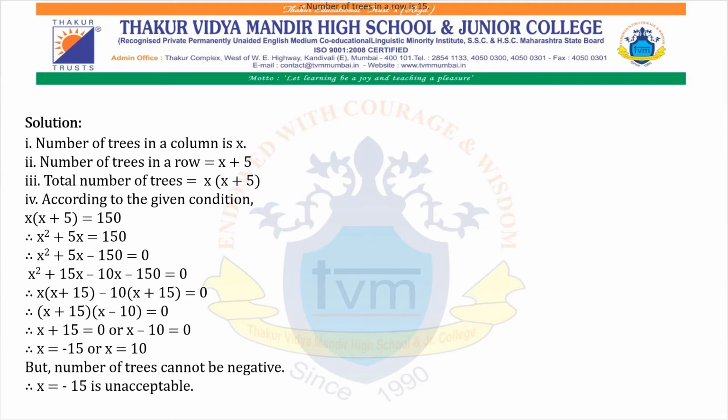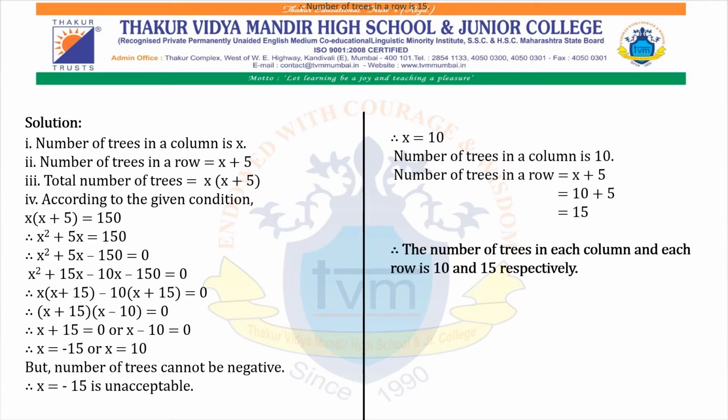Therefore, (x plus 15)(x minus 10) is equal to 0. Therefore, x plus 15 is equal to 0 or x minus 10 is equal to 0. Therefore, x is equal to minus 15 or x is equal to 10. But number of trees cannot be negative. Therefore, x is equal to minus 15 is unacceptable. Therefore, x is equal to 10.